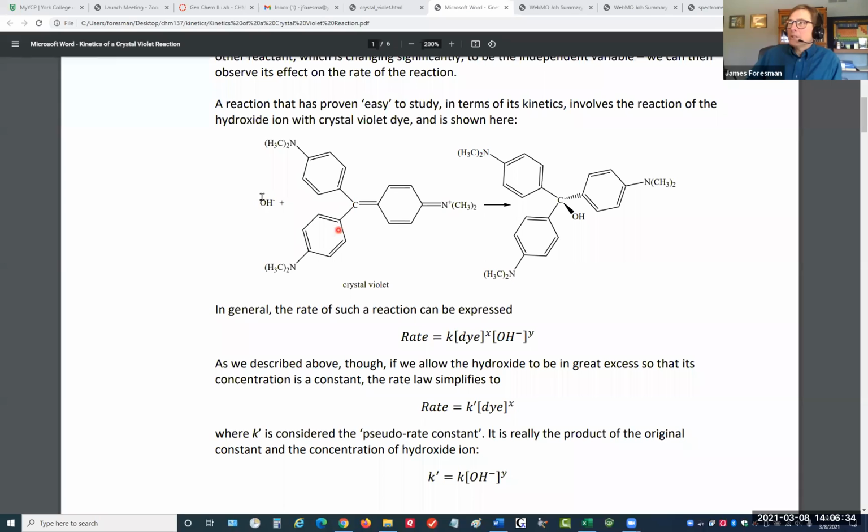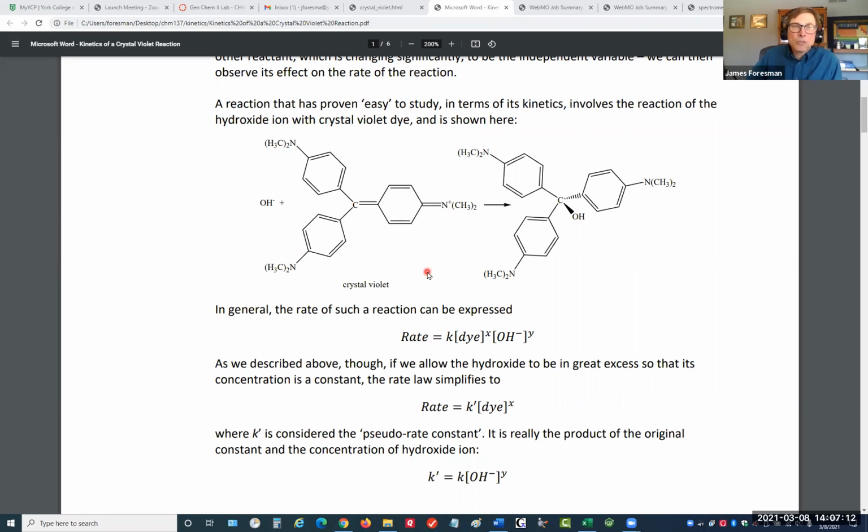And what we're going to be doing is adding a base to it, sodium hydroxide, but it's the hydroxide part of it that reacts. And that hydroxide will add to this central carbon, as you see here in the product side. The resulting compound has no color. So as this reaction proceeds and we add the hydroxide, we have a purple solution that eventually loses all of its color, and it's just a clear, colorless solution.